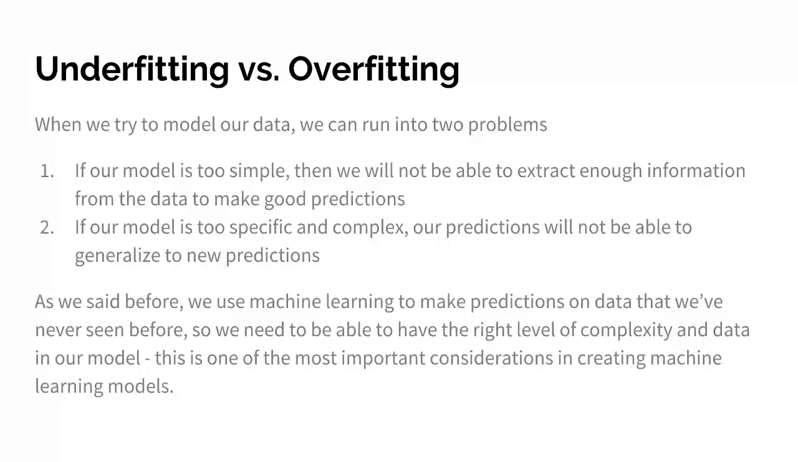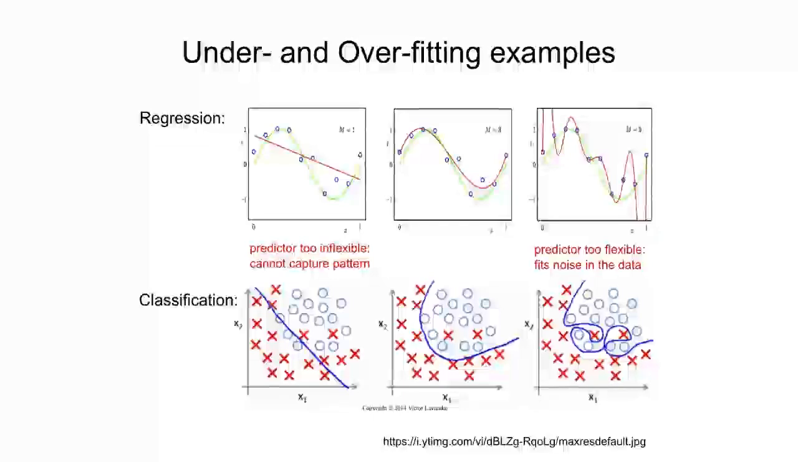So, as we said before, we use machine learning to make predictions on data that we've never seen before. So we need to have the right level of complexity and data in our model. And this is, again, one of the most important considerations when creating machine learning models. So let me give you some examples of what I mean by under and overfitting.